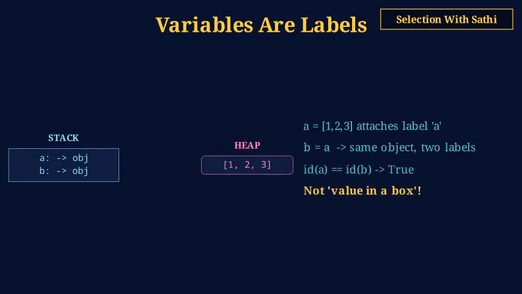When you write a = a list, you are not putting the list into a box called a. Instead, you are attaching the label a to a list object that lives in memory. Multiple variables can point to the same object. This is called aliasing. id() of an object returns its unique memory address.